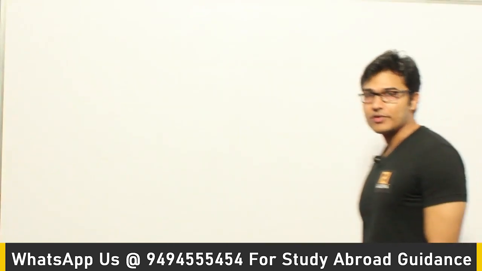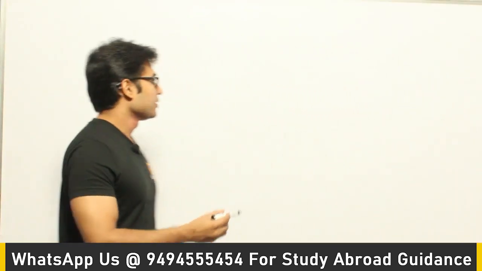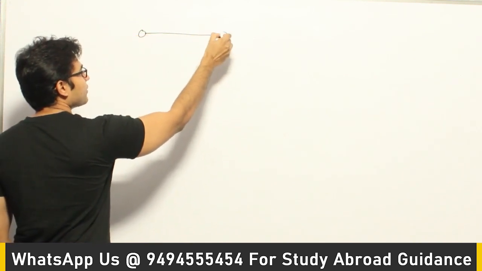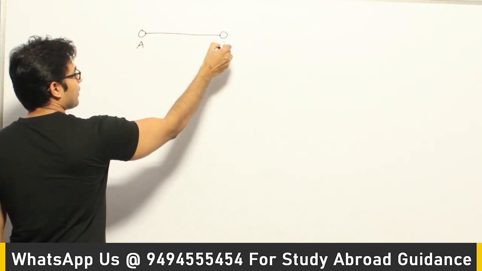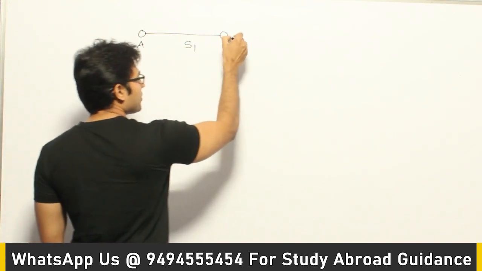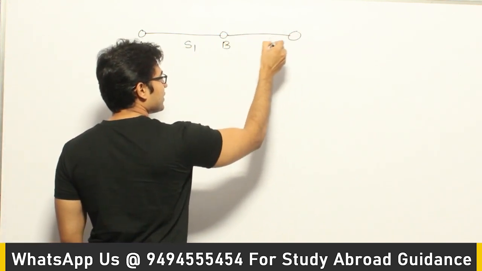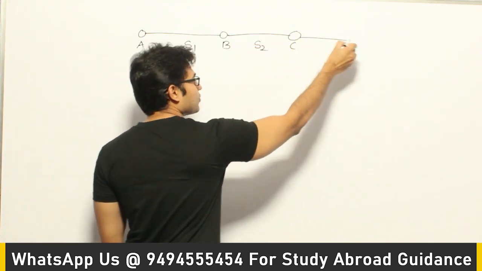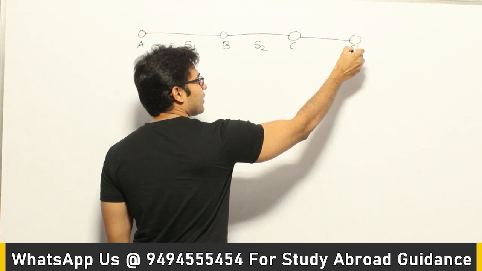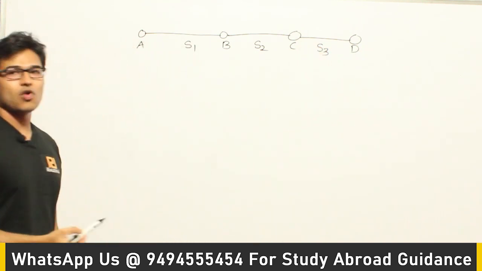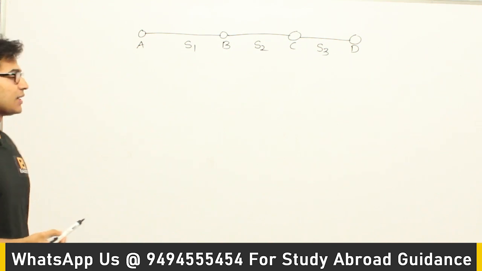Now let's see the concept of average speed. Assume that a person is traveling from point A to point B at some speed, and from point B to point C, let's say at some speed, and from point C to point D at some speed. Right? Now we want to find out what the average speed is.